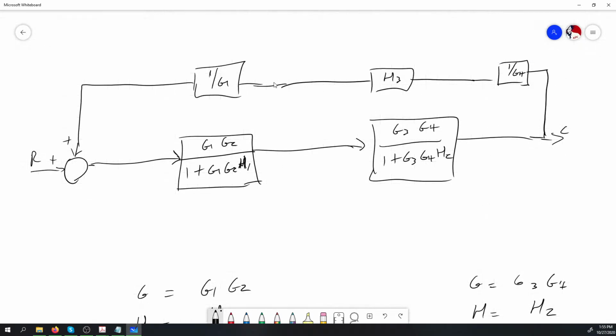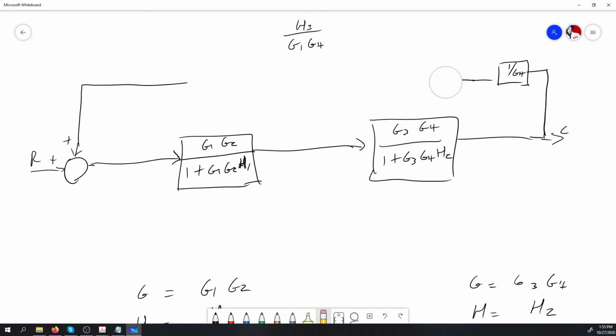Because we have these parts here in sequential order, we're going to just multiply these blocks accordingly. So we get H3 multiplied by 1 on G1 multiplied by 1 on G4. So this will just go to H3 divided by G1, G4. I'm putting it as a placeholder here for now, so I'm reducing this. This is going to be H3 divided by G1, G4.